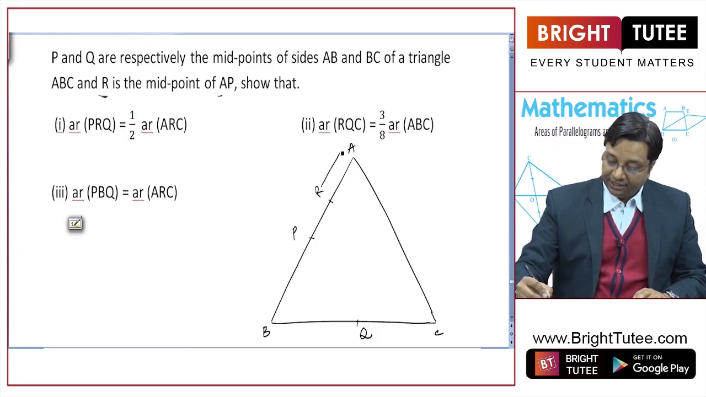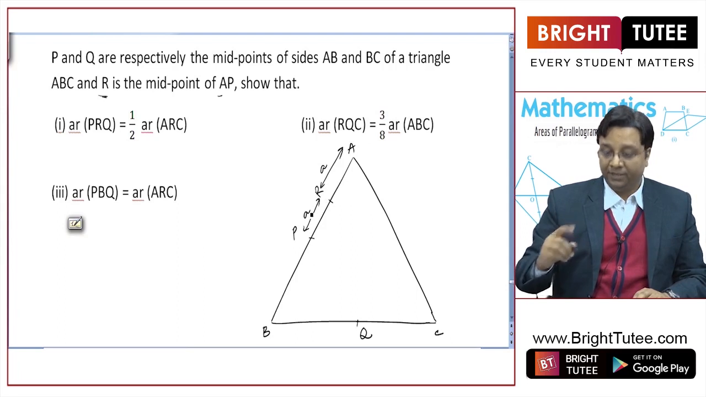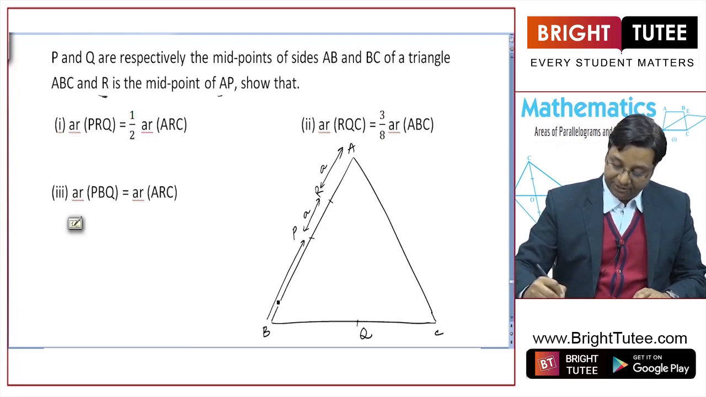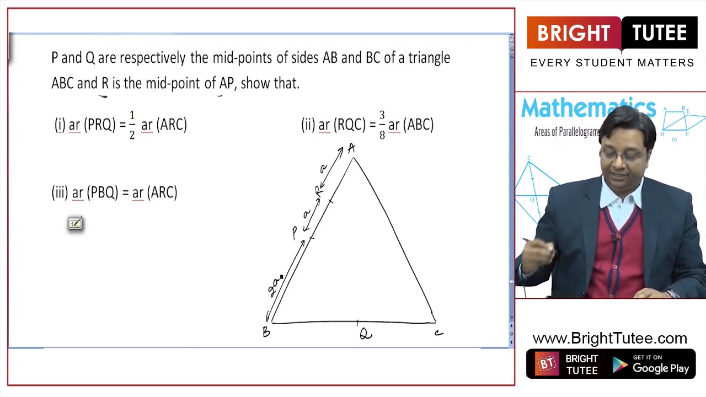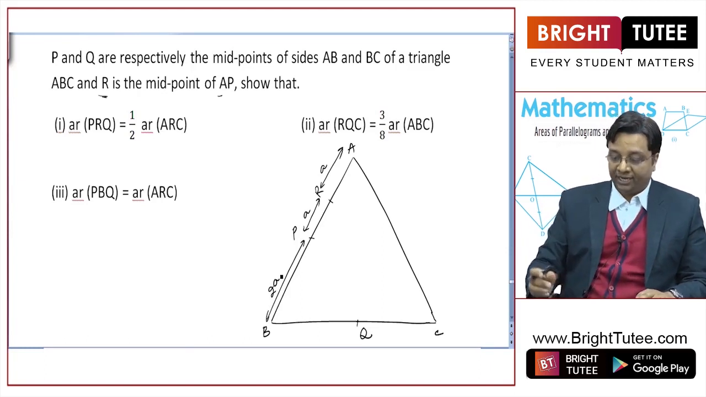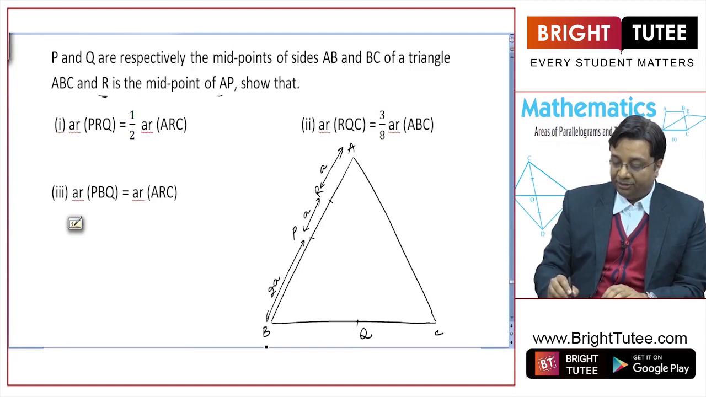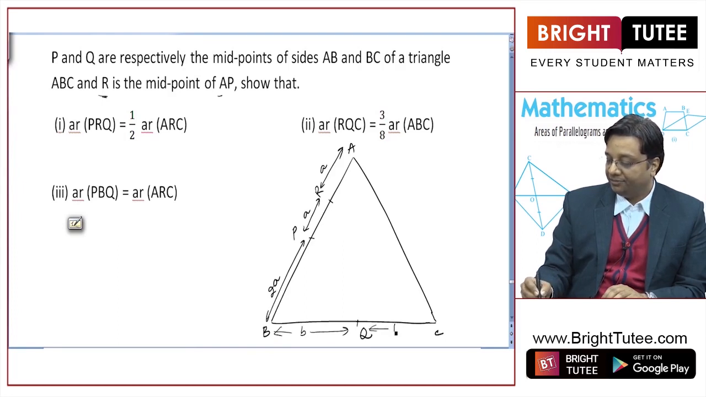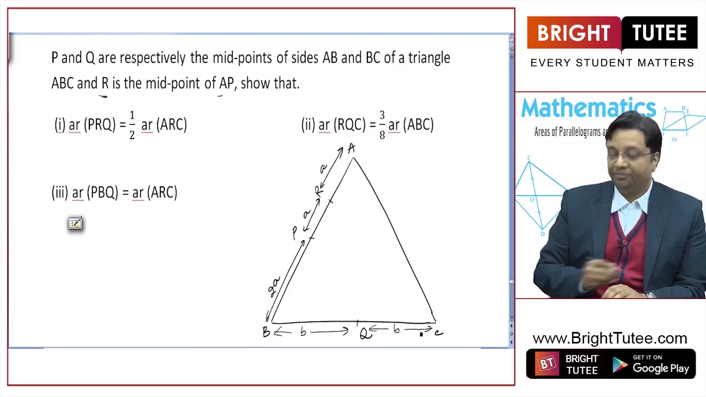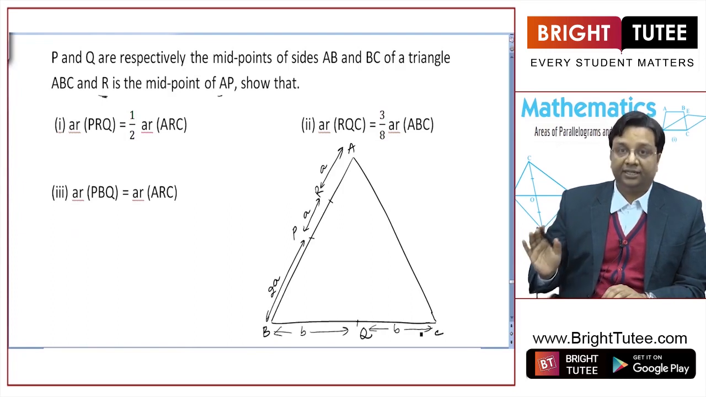So let us say this length is small a, right? Then this length will also be small a, and AP is 2a, that means BP will also be 2a. Why am I writing these? So that you can visualize how you can compare these segments, okay? And Q is the midpoint of BC. So if this segment is b, then this segment will also be b units in length, right?